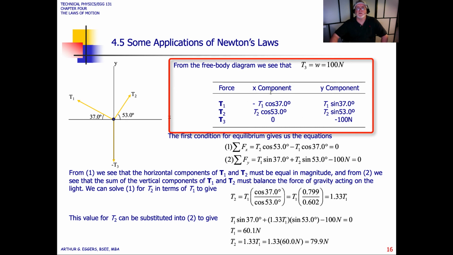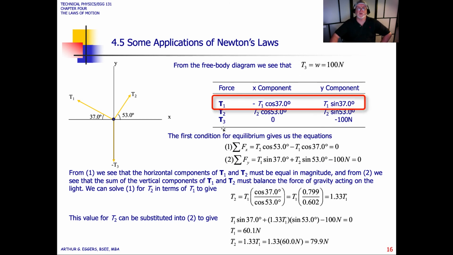So now what we do is we create from our free body diagram a component solution. Okay, we're going to set up a table. Again, you should be thinking maybe I could do this in Excel, and that would be kind of fun. So from the free body diagram, we see that tension 3 is equal to the weight of the traffic light. We're going to neglect the weights of the cables. So we've got tension 1, 2, and 3. We've got each of their components.